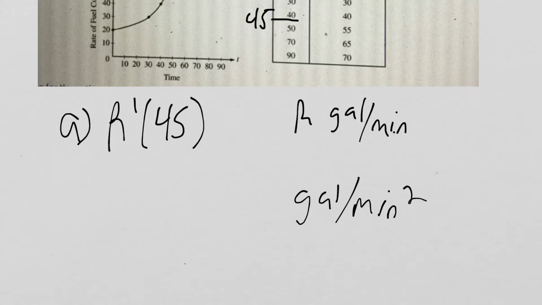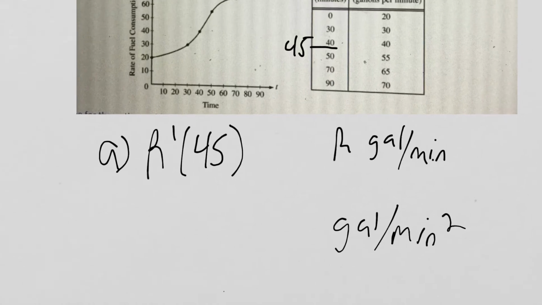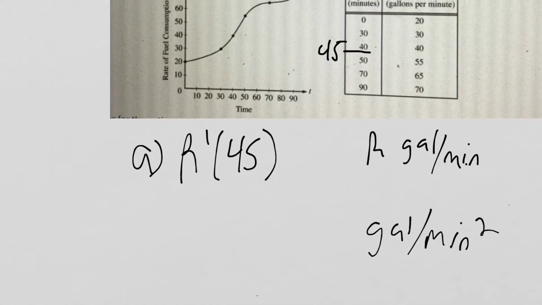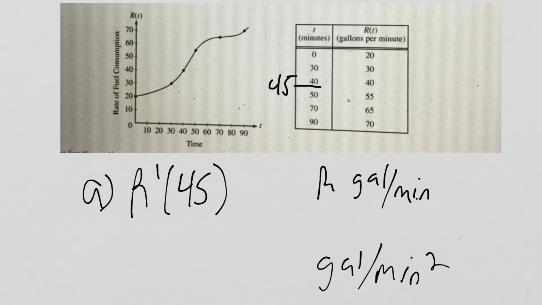because there are some times where I can get 1 point for just having the correct units. So I want to get that down first to make sure I get that point. Then to approximate R prime 45, we have to use this table, and we're going to do the average rate of change using this table on an interval that contains 45.